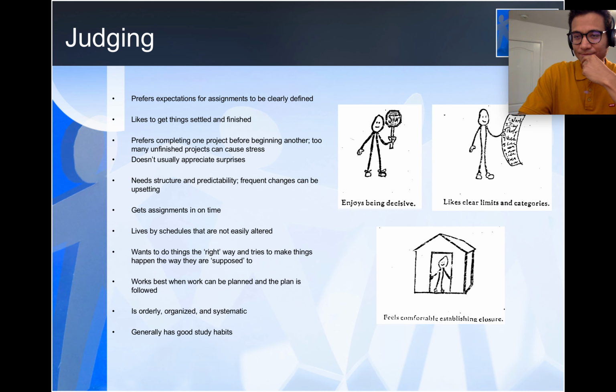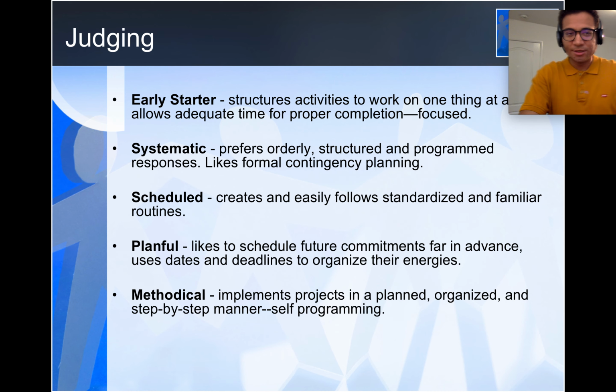So for the J, this is the one who likes the game plan, enjoys being decisive, likes clear limits and categories, feels comfortable establishing closure. Here's another one for J, some salient traits. Early starter, structures activities to work on one thing at a time. Allows adequate time for proper completion. Is focused. Systematic, prefers orderly, structured, and programmed responses.